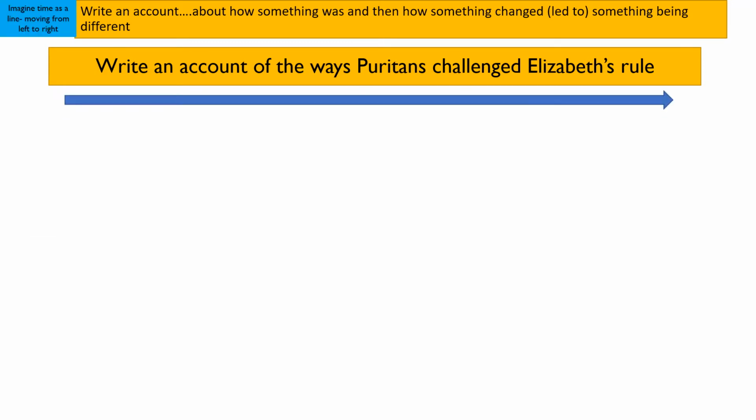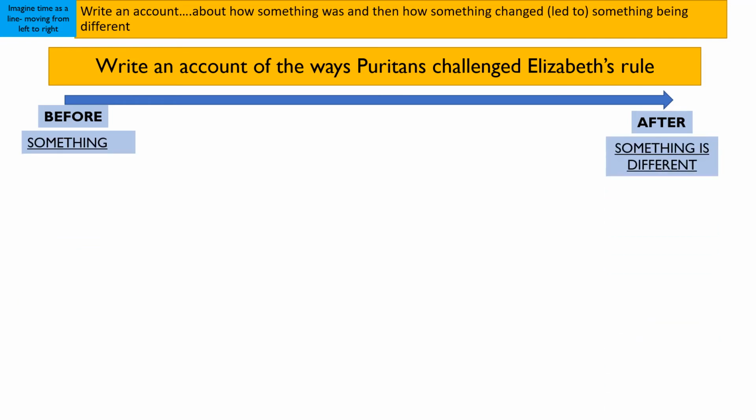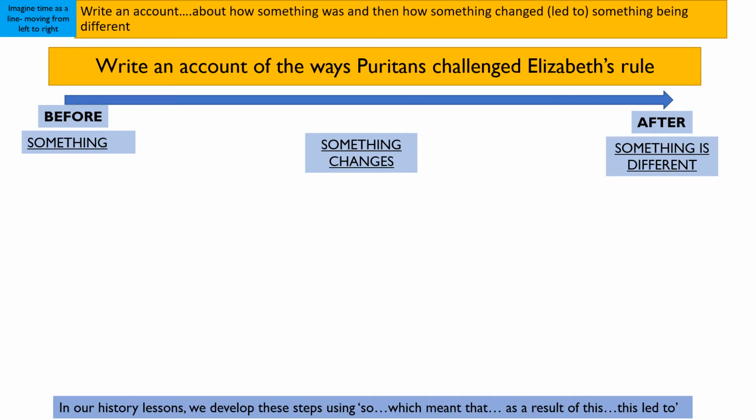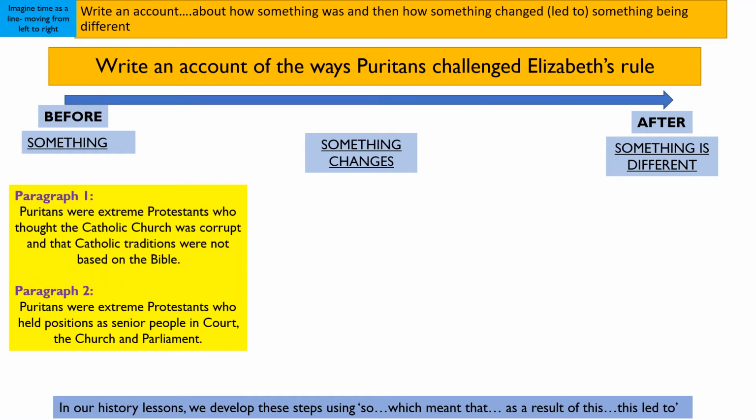Imagine time is a line moving from left to right. We have something before and we have something after. The something after is different, and that's because something changes. And we explain these changes in our history lessons using developing words like so, which meant that, as a result of this, led to, and then, and so on.